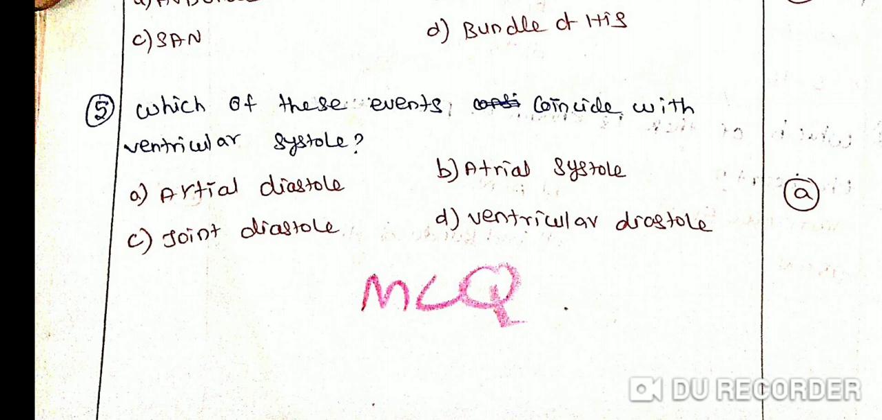Which of these events coincide with ventricular systole? Option A, atrial diastole. Option B, atrial systole. Option C, joint diastole. Option D, ventricular diastole. The correct answer is option A, atrial diastole. The relaxation of the atria, or the atrial diastole, coincides with the contraction of the ventricles, or the ventricular systole. The right and left semilunar valves open up due to the increase of pressure in the ventricles.